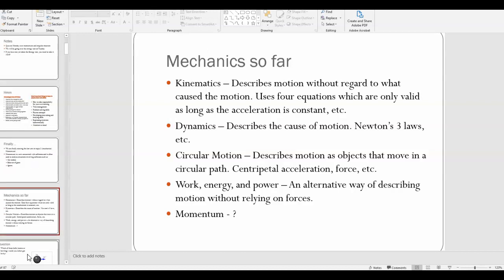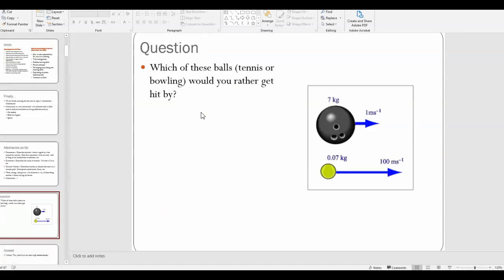Just to lead us in there, I want to pose this question to you. Which of these balls would you rather get hit by? On the right, you can see we have a bowling ball that has a mass of 7 kilograms, and it's moving to the right with a velocity of 1 meter per second. And down below, we have a tennis ball, which has a mass of 0.07 kilograms, but has a velocity of 100 meters per second. Which of these balls would you rather get hit by?